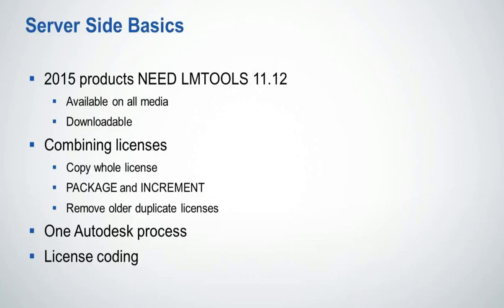When you're building your processes, you can only have one service for Autodesk running at one time. What you can't do is separate your license service for each product. You can't have one for AutoCAD, one for Revit. You can't do that. You can't separate it by year. They've got to be on one service, and you combine all your licenses.